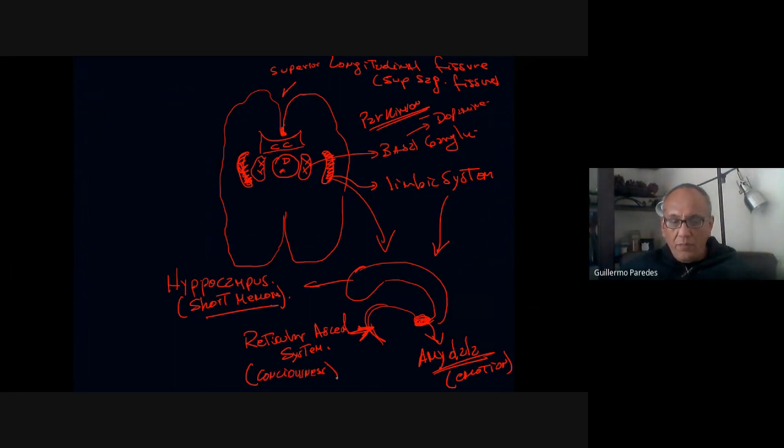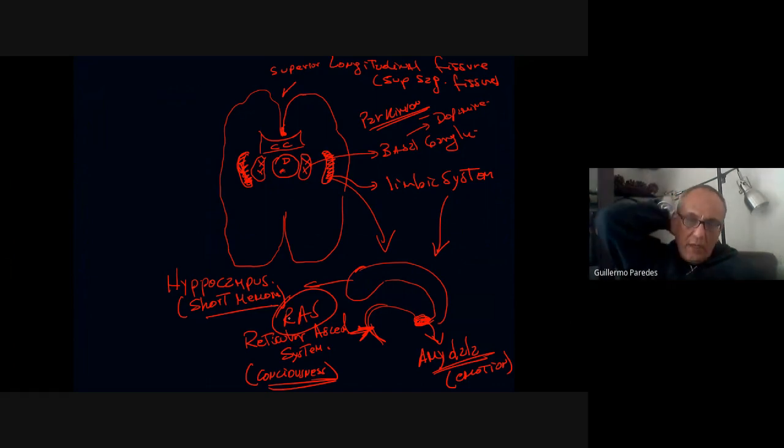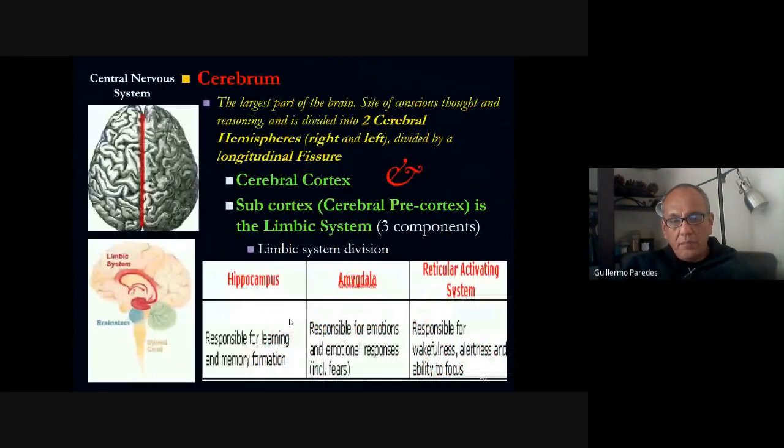It is related to the frontal lobe, so they are working together. So you are alert, you are awake. That is the RAS, the reticular ascending system. So how to apply that? There you are: amygdala, hippocampus, and the reticular activating system. Where are they located? Side by side of the diencephalon and basal ganglia.